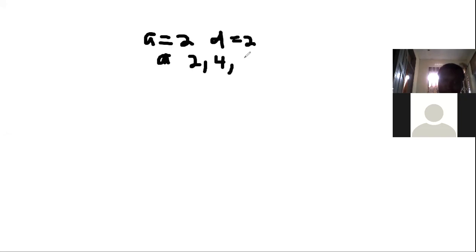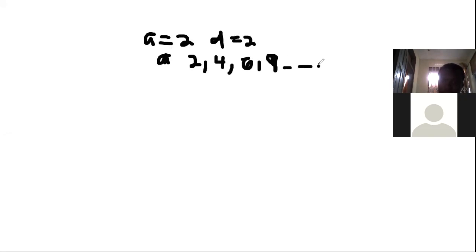So the common difference, yes, sir. The A is 2, and D is also 2. So in terms of linear sequence, you are going to get A. You are going to get 2, 4, 6, 8, and so on and so forth.